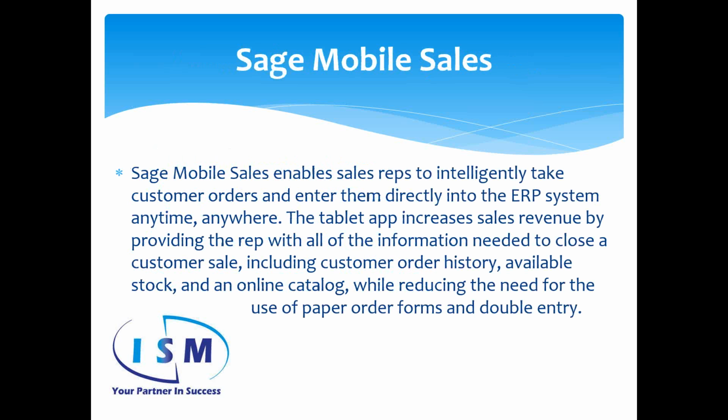Sage Mobile Sales is pretty much what it allows your sales reps that are out in the field to do: take a customer order and enter it directly into your ERP system wherever they're at. It is run by an iPad. I don't know if they're going to expand that, but right now it runs on the iPad or a tablet. I know they're working on expanding that, but it allows them to take an order from a customer and put it directly into the system to close the sale.